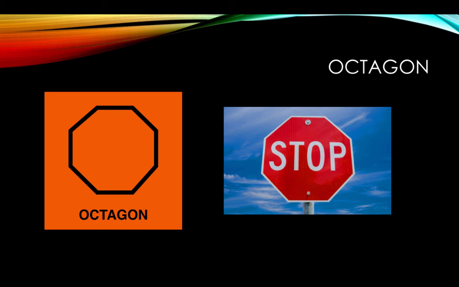Our last shape is an octagon. Octagons are 8-sided polygons with all sides being straight, and they are most commonly found in the world around us on stop signs, although they can be found in other places.